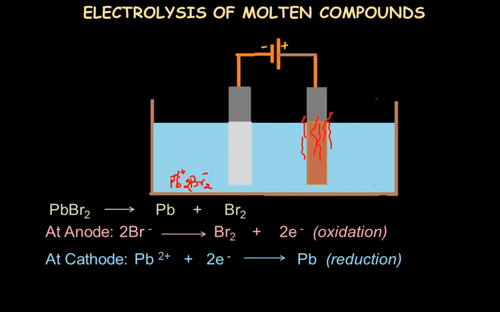And here you have seen two observations also: the formation of red-brown vapors of bromine at the anode and a silvery deposit of lead metal at the cathode. These observations might vary from one molten compound to another. And the important part is that the electrolyte, which is lead bromide, will get used up. As the metal is formed at the cathode and the non-metal at the anode, the electrolyte will keep on getting reduced in amount. It will keep on getting used up.